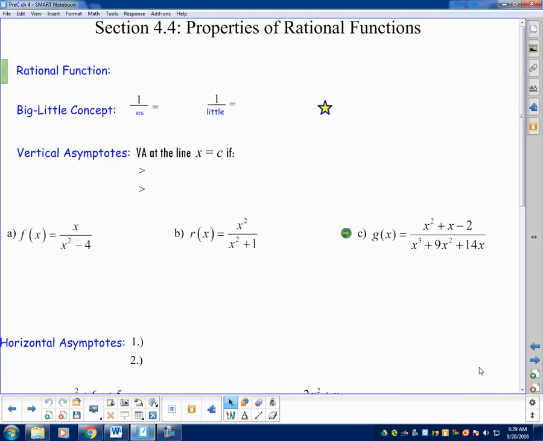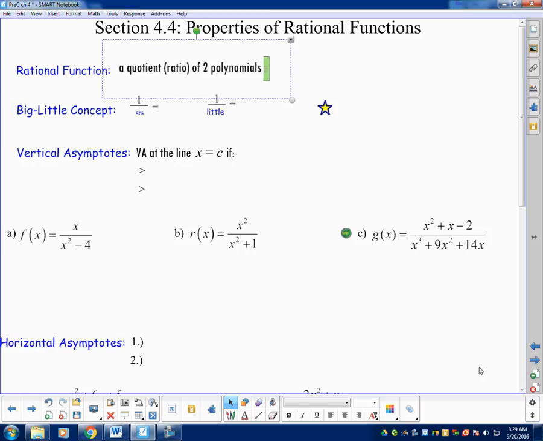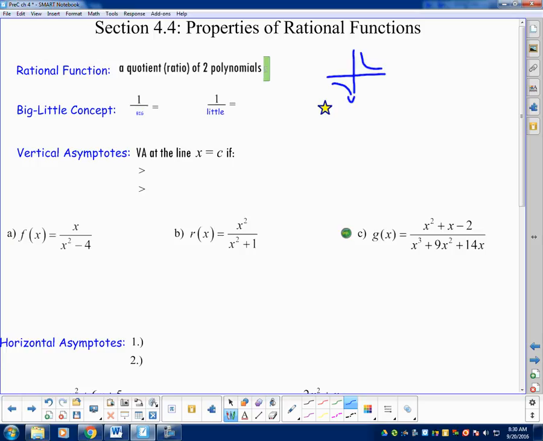So just to define a rational function, it's a quotient or ratio of two polynomials. A quotient or ratio of two polynomials. And if you think about the parent graph for a rational function, it looks like this. It has a couple branches, and it has a couple of asymptotes too, horizontal and vertical.